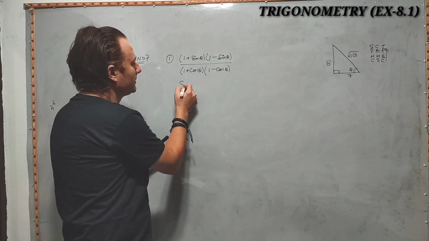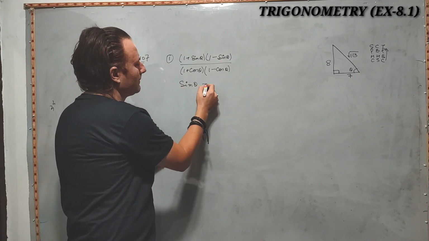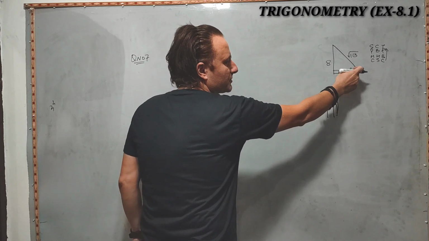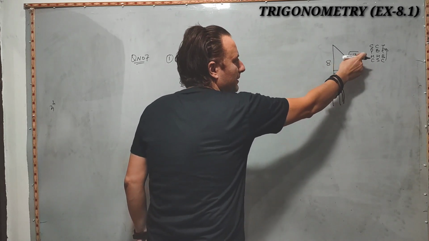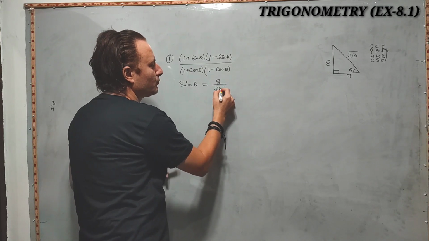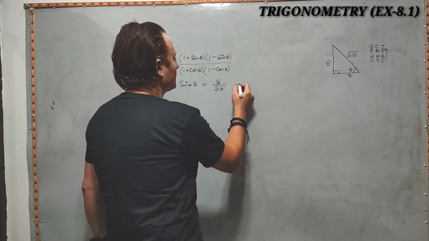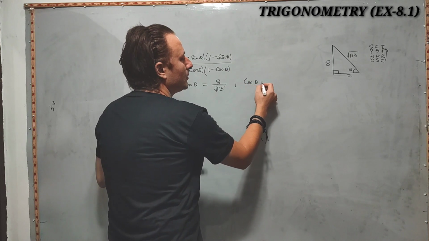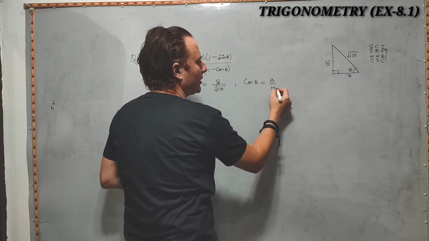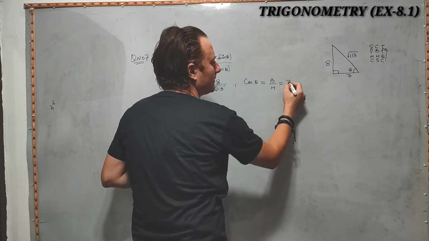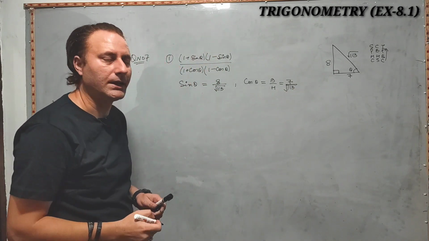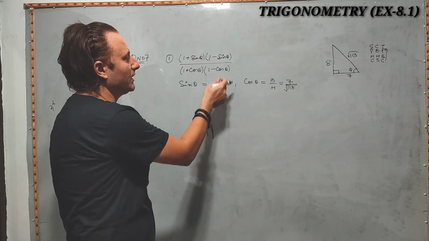So we have sine theta. Let's find. Sine theta is perpendicular upon hypotenuse. This is theta, this is perpendicular, and this is hypotenuse. So that is 8 upon under root 113. How about cos theta? Let's see. Cos theta is base upon hypotenuse. So base is 7 upon hypotenuse, which is under root 113. Clear? Now let's put these values here.